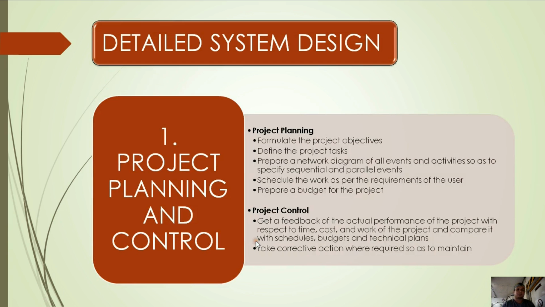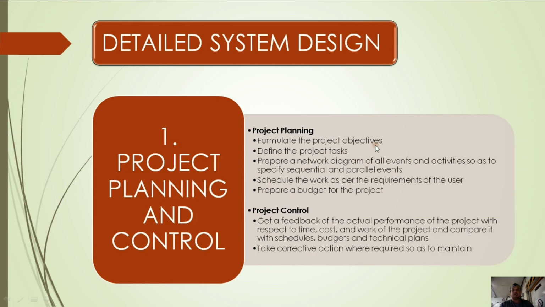First is the project planning and control. In project planning, we need to formulate the project objectives, define the project tasks, prepare a network diagram of all events and activities so as to specify sequential and parallel events, schedule the work as per the requirements of the user, and prepare a budget for the project.